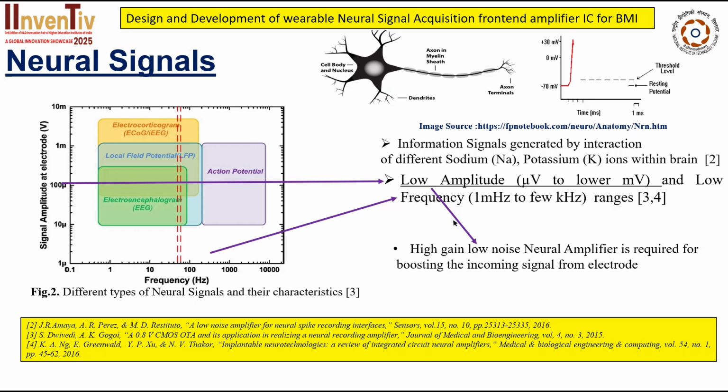The generation of neural signals basically occurs due to the interaction of sodium and potassium ions within the brain. These neural signals are basically divided into two frequency ranges: action potential, that's 100 Hz to 10 kHz, and local field potential, 1 mHz to 100 Hz. So based on these characteristics, we will move forward to design the acquisition system or BMI system.